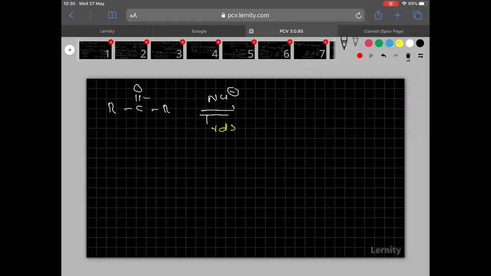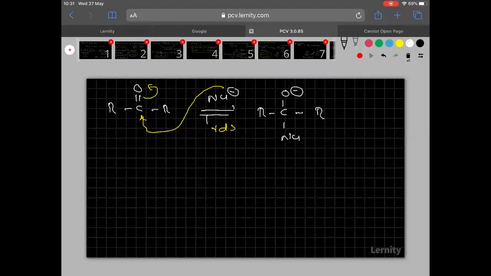So the pi bond will shift here. Then the nucleophile attacks on this carbon in the RDS step. Followed everyone? Then here, what will we get? R, C, O minus, then here the nucleophile, then R. This is the RDS step. Why am I writing the RDS step? Because we have to know the rate. The rate depends on what factors, we have to know here. Followed?